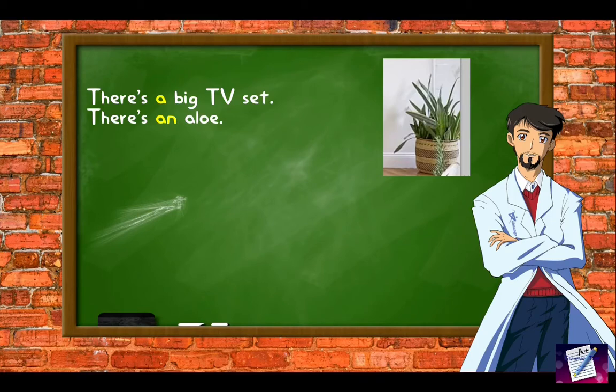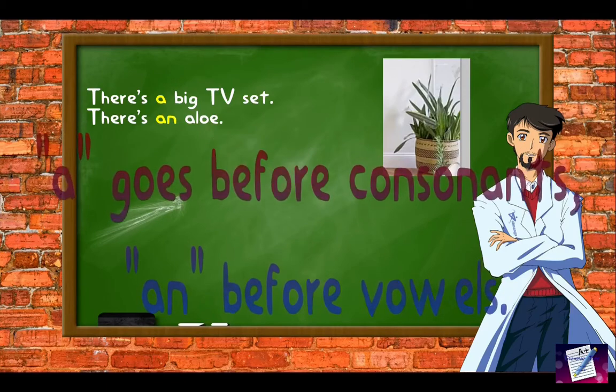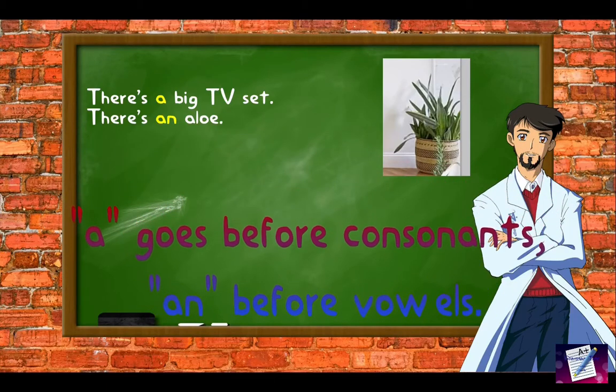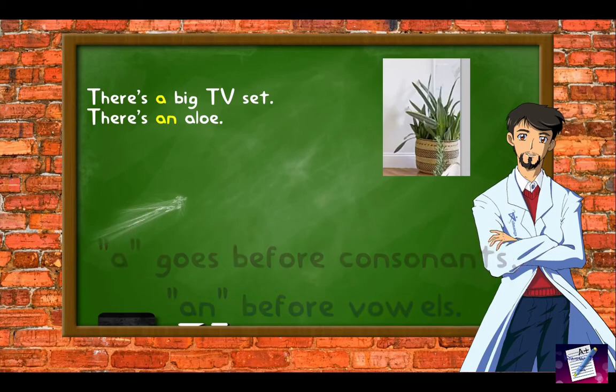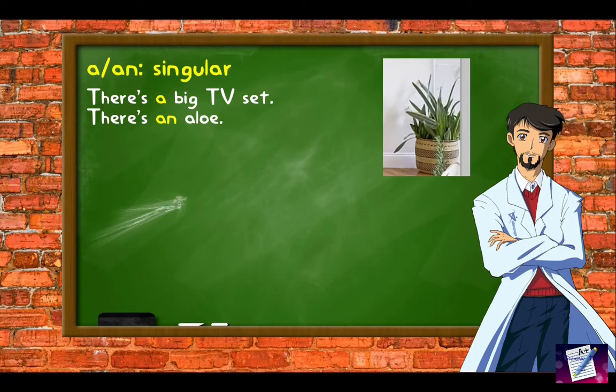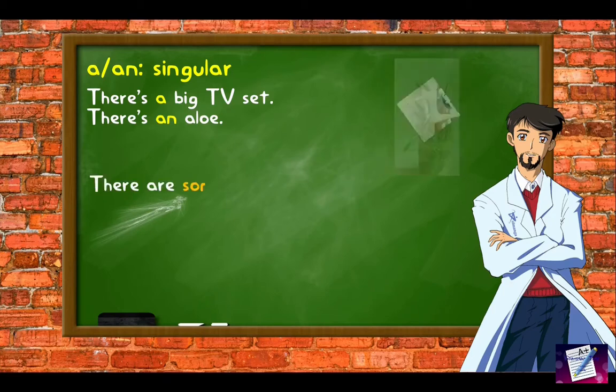To see why, just say a aloe. It sounds like a hiccup, doesn't it? Yes, and that's why you put the n, an aloe, and it sounds much better. So, once more, what do you use a and an for? For singular. Very good.